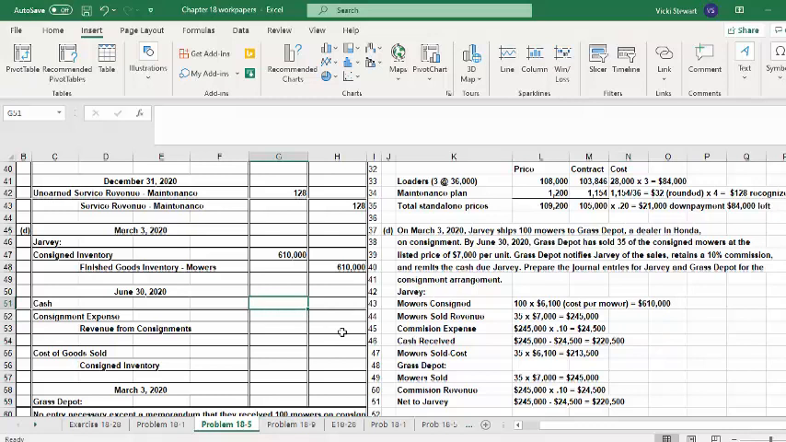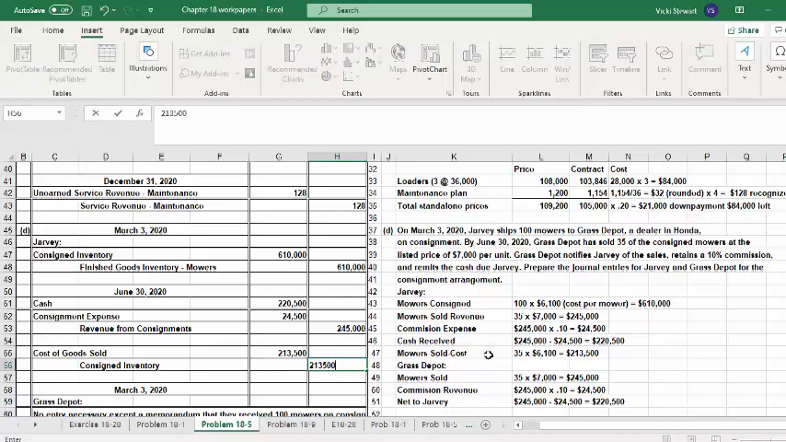So we would debit cash for $220,500. We would debit consignment expense for $24,500, and we would record revenue from consignments of $245,000. We would also need to record the cost of goods sold for the 35 mowers. So 35 times 6,100 is $213,500. So we would debit cost of goods sold for that amount, and we would credit consigned inventory for the same amount.